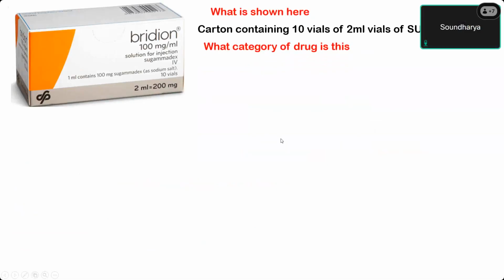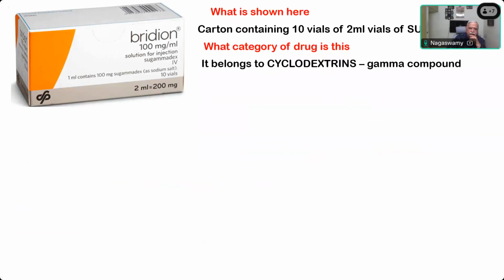Reversal agent, a novel drug. It belongs to the cyclodextrin class, gamma cyclodextrin. So it's called Sugammadex. What is the mode of action? What is the use of this drug?